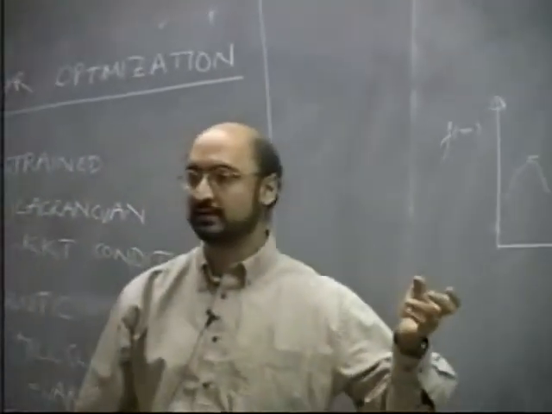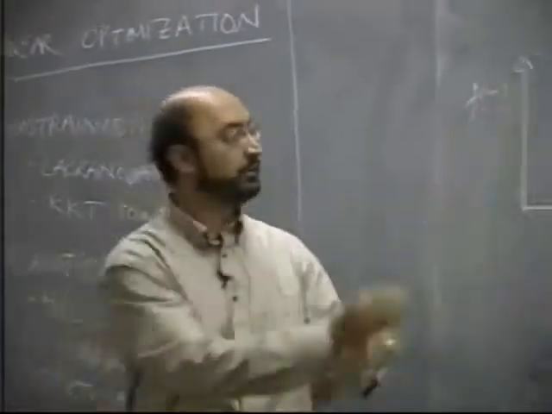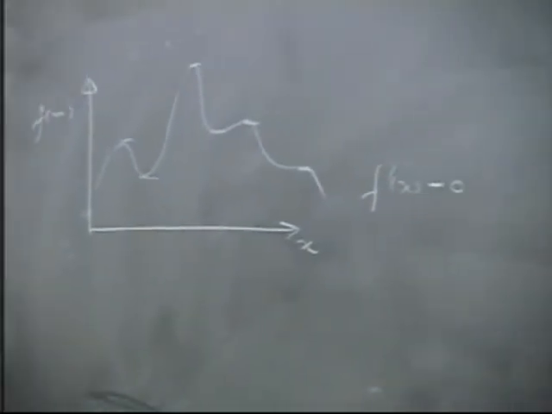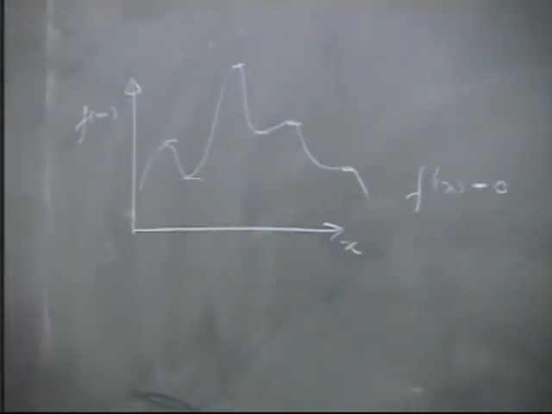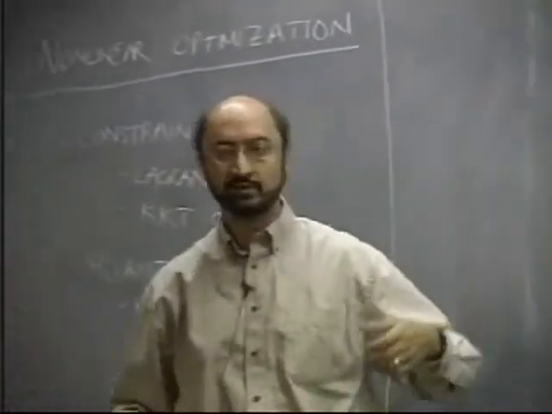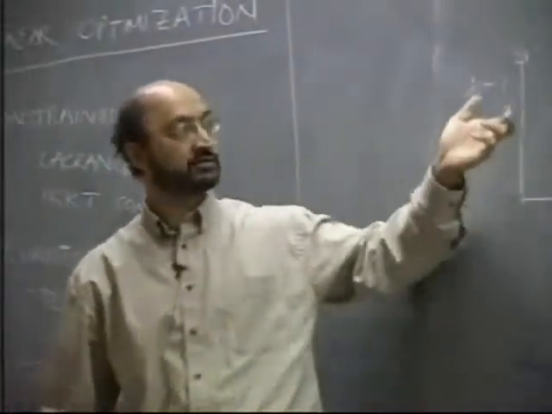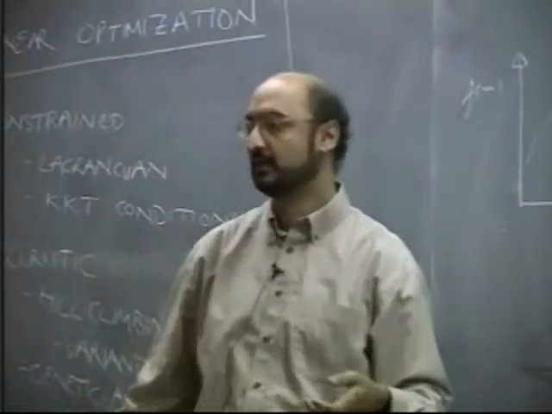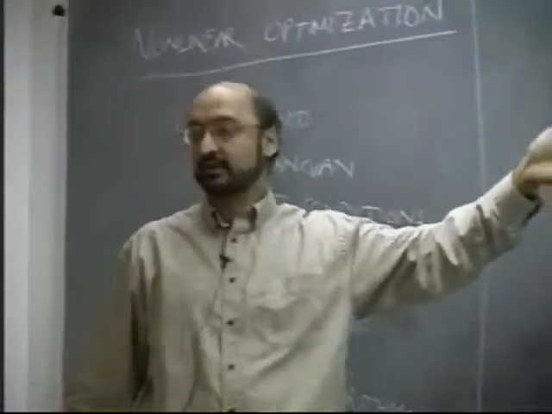And Fermat's theorem tells us that all the points where the slope is 0 are the candidate values for the minima or the maxima of this function. And then we take the second derivative, and that tells us whether it's actually a minimum or a maximum. So this is sort of straightforward elementary calculus. So can we use this technique?